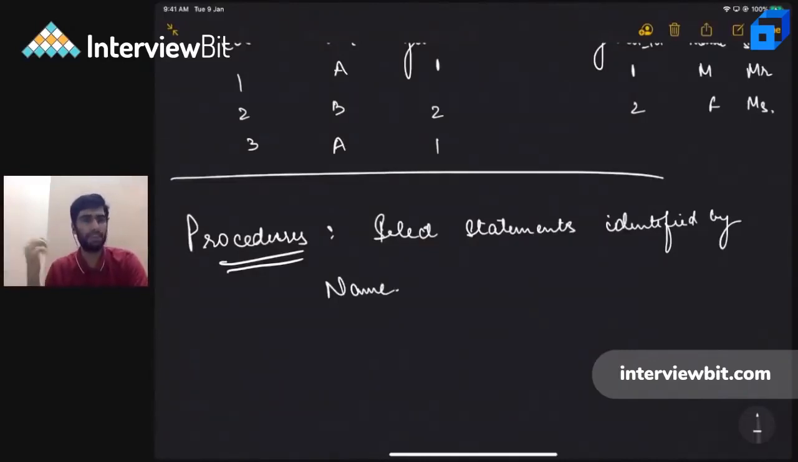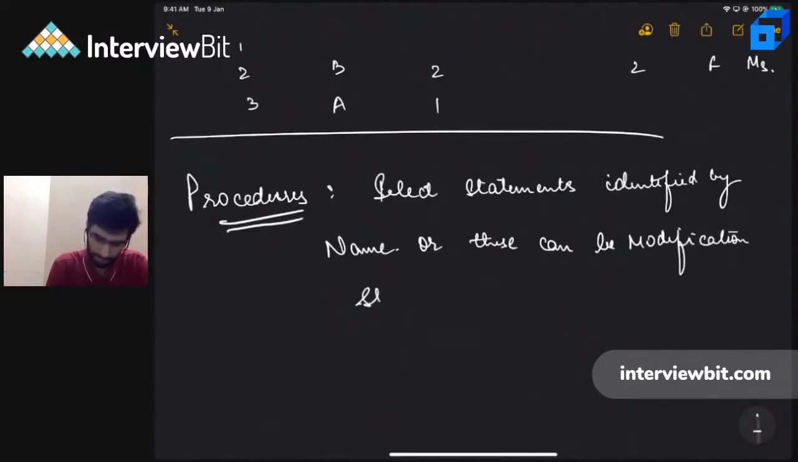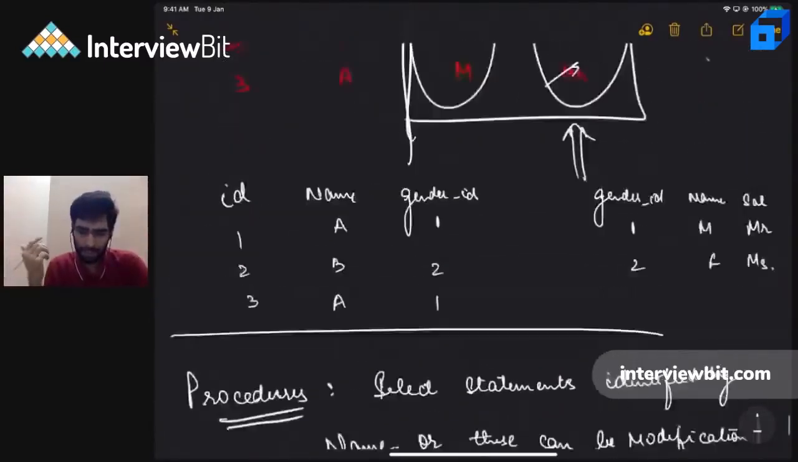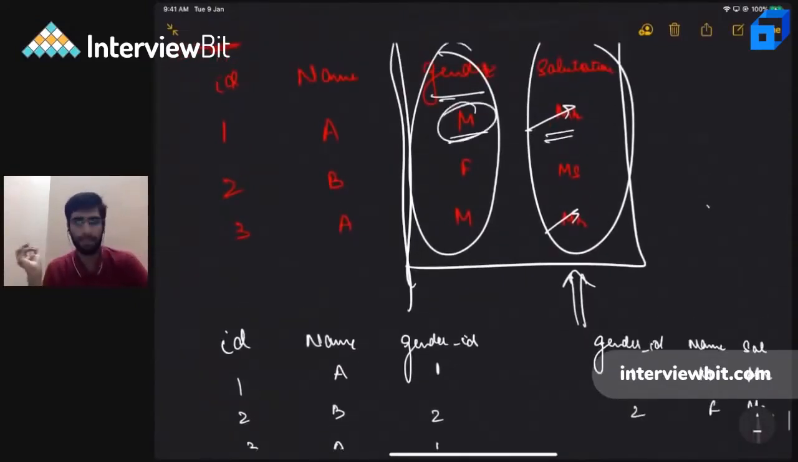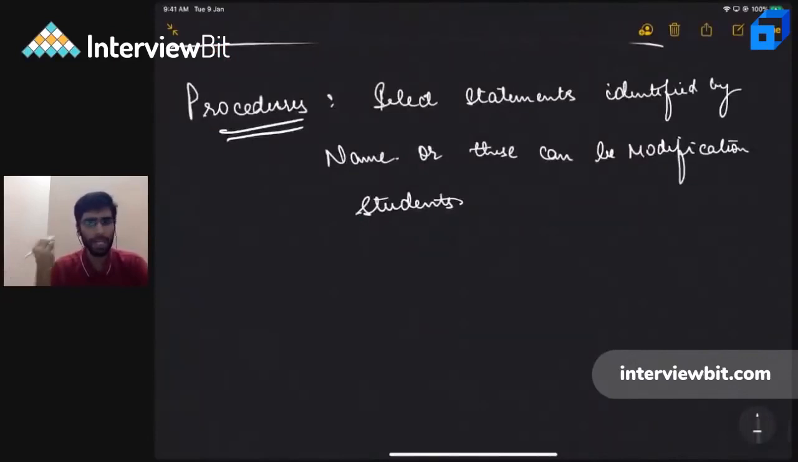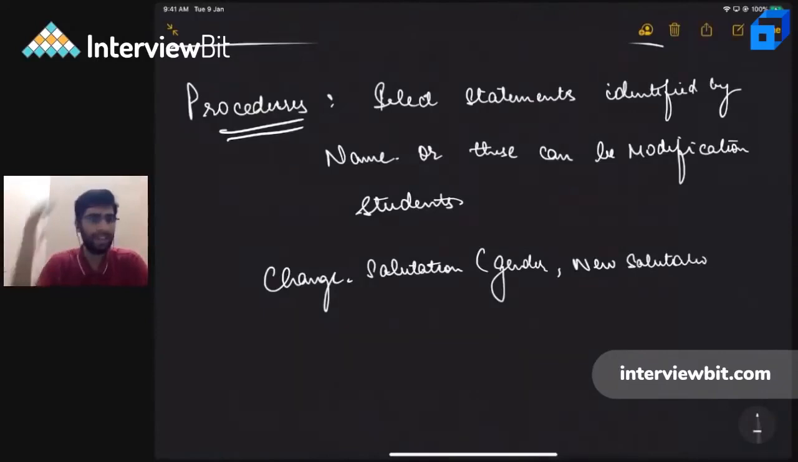Now, these procedures can also manipulate the data. They can actually change the data as well, whatever is in the data set at that particular location. So a procedure can be update statements, modification statements. One example: suppose you decided to call all the males master. You can write a procedure called change salutation. It can take in gender and a new salutation, and then it runs the SQL query and changes it.